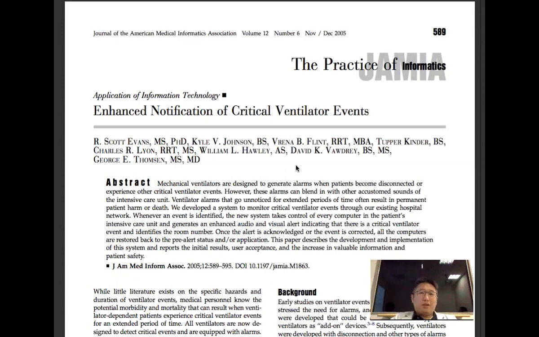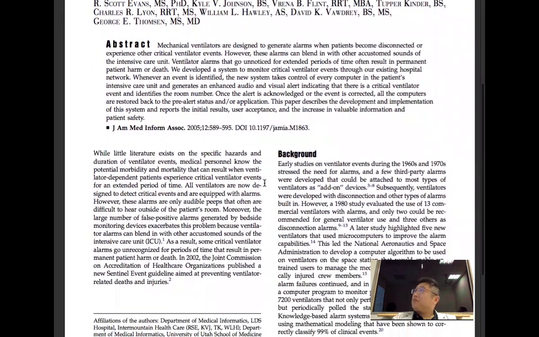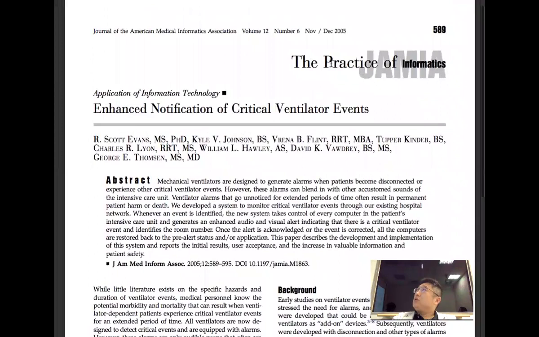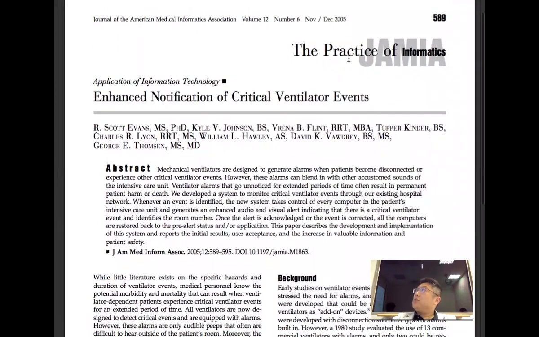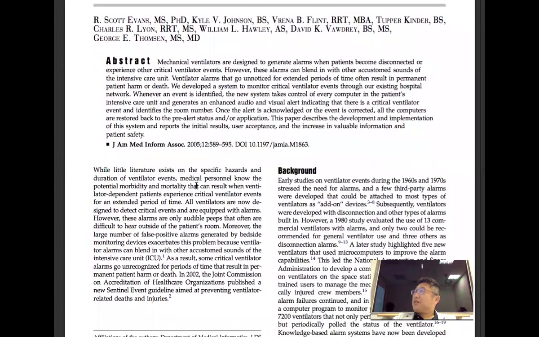They say, I want to create a system: if it captures a disconnected ventilator, which is dangerous and critical for a patient, then I will shut down all the monitors and show you. Just want to remind you. Okay, then they published the paper here. JAMIA is the leading journal in our field, because our field is usually about creating an application. This category is application of information technology. I put this paper in our Dropbox, so you can check it.